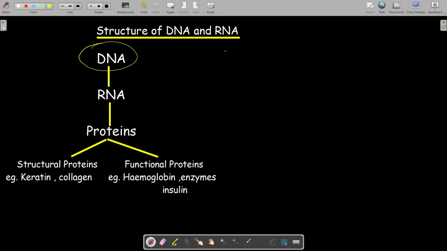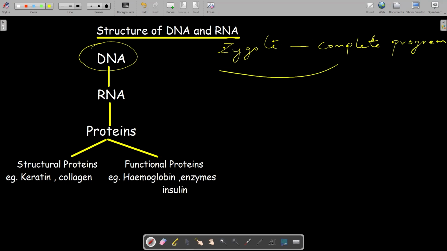Now, in a fertilized egg, let's take a zygote, the genetic material that is present in the nucleus has the complete program for the organism. So what particular organism needs to be made? It has that complete program, and that program is stored in the DNA. So we can say that DNA has the master plan of life.